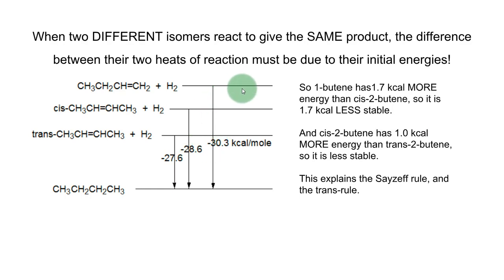The difference is 1.7, and so that must mean that something about 1-butene makes it have more energy to begin with than cis-2-butene has, and the difference is 1.7 kilocalories. Now, it's not a lot of energy difference, but it's significant. Okay? And furthermore, since this was 28.6 and this was 27.6, somehow cis-2-butene must have more energy in it than trans-2-butene has, simply because when you burn it, to get the same product, you get out more energy from cis-2-butene than you do from trans-2-butene.